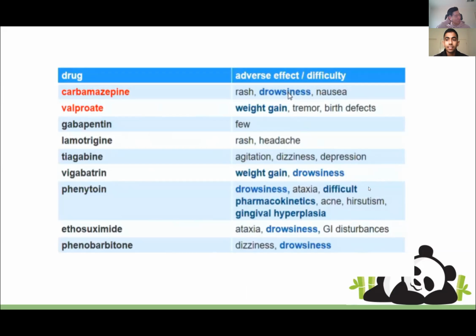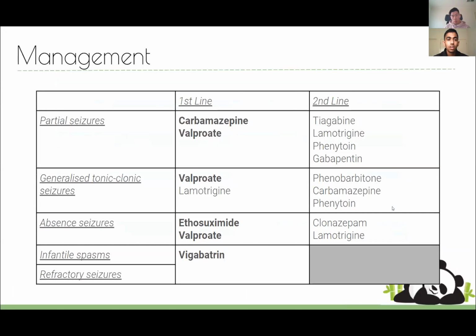And then the other one is your phenytoin. So it's going to have that difficult pharmacokinetics, that zero order kinetics, as well as the gingival hyperplasia, which I think you definitely need to know about. It is associated with phenytoin. All right, so this is basically a table just highlighting what we're going to be using for each type of seizure.